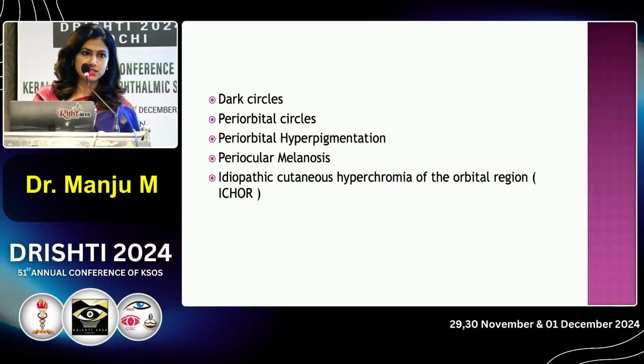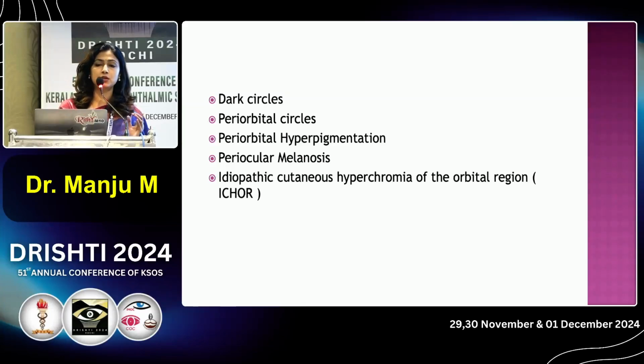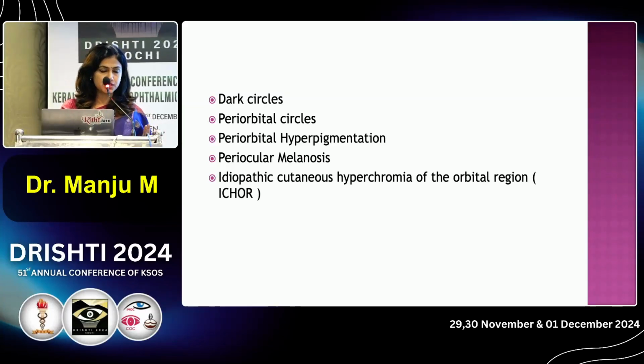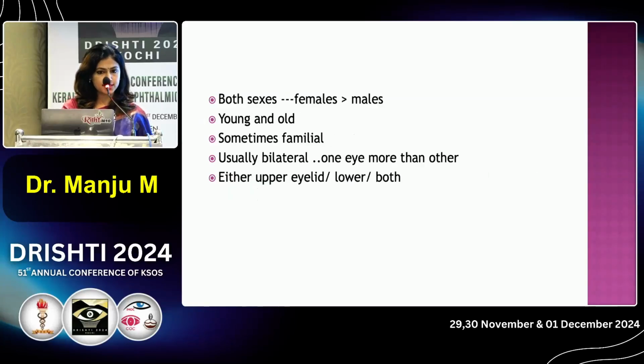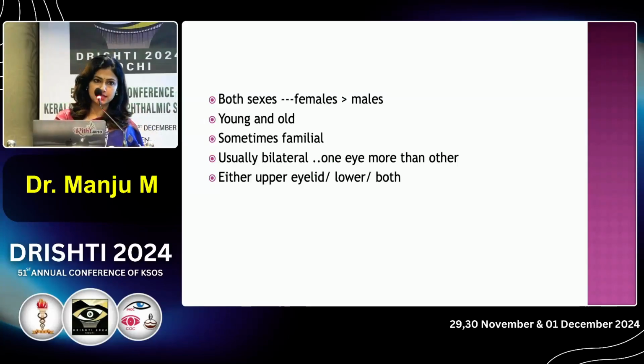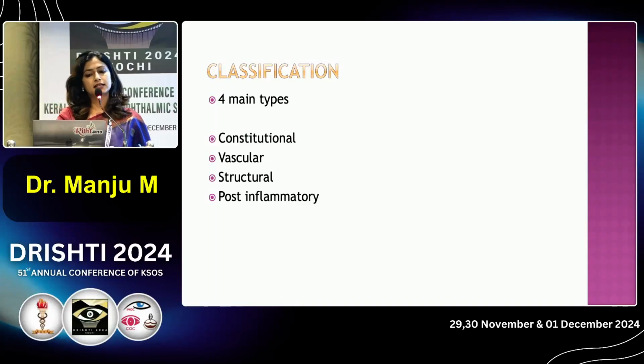This is a very short presentation. In this presentation, I'll mainly discuss the different types of periorbital melanosis, how to differentiate them, and what treatment options are available. It can affect both sexes, young and old. Sometimes it can be familial, usually bilateral with one eye involved more than the other. It can affect the upper eyelid, lower eyelid, or both. Classification: mainly 4 major types, but there are other types also. The main types are constitutional, vascular, structural, and post-inflammatory.